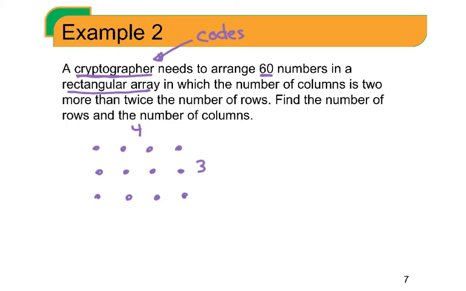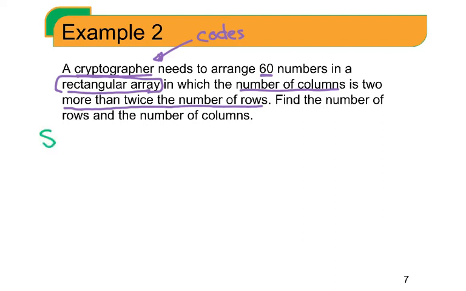For this particular array, though, we need the number of columns to be two more than twice the number of rows. So find the number of rows and columns. Okay, so what do we know? We know there's 60 numbers. So I'm just trying to get us started. There's 60 numbers.